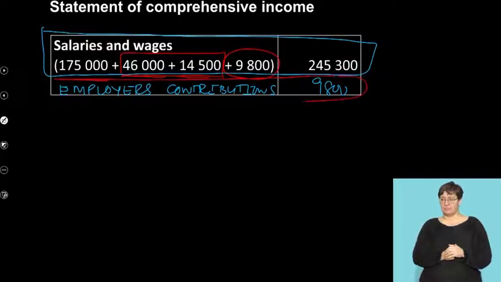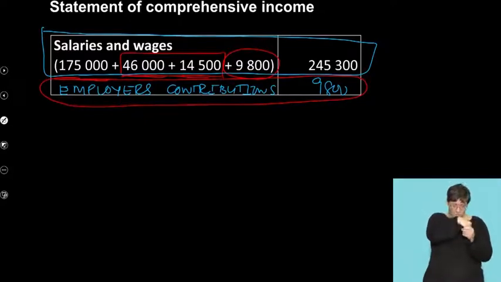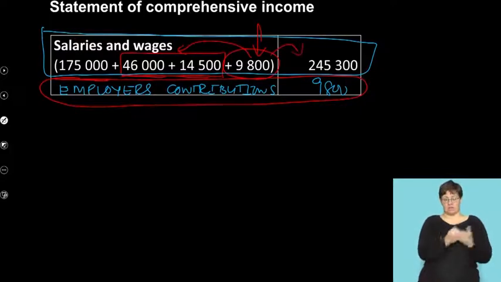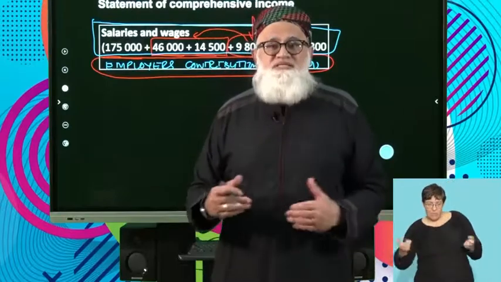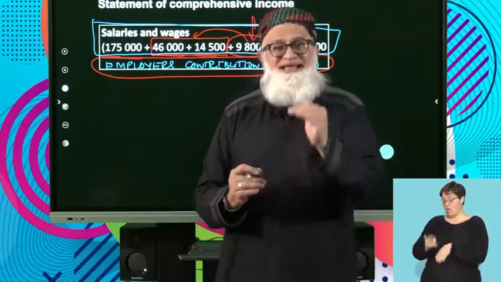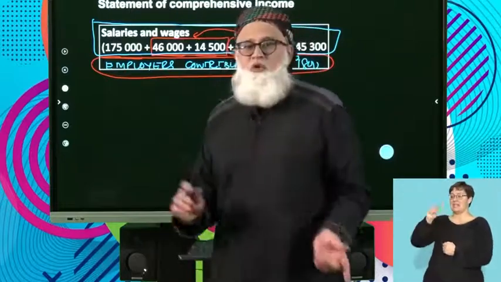The first one is the one that the question asked for, where the employer's contribution was part of my salaries and wages. As you can see, there's the 9,800 included in salaries and wages, therefore giving you a figure of 245,300. However, if you had a situation where the employer's contribution was a standalone expense, it happens in some questions. You'll see employer's contributions as a standalone expense. In that case, you would then add the 9,800 to your employer's contribution.